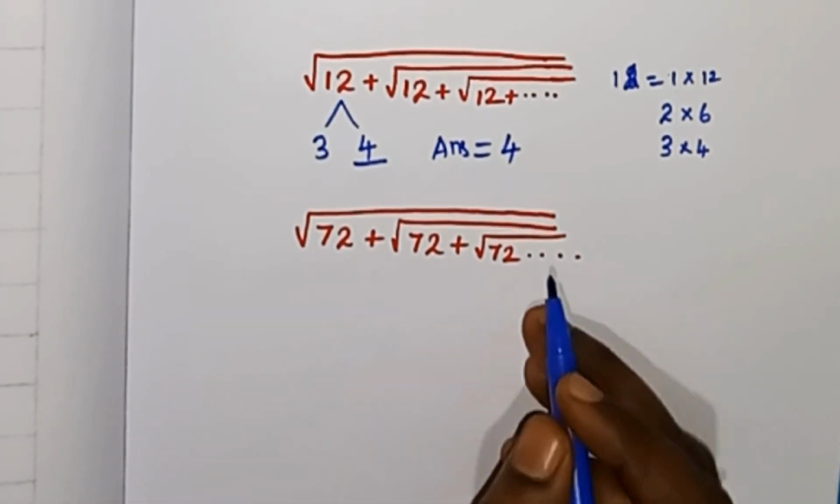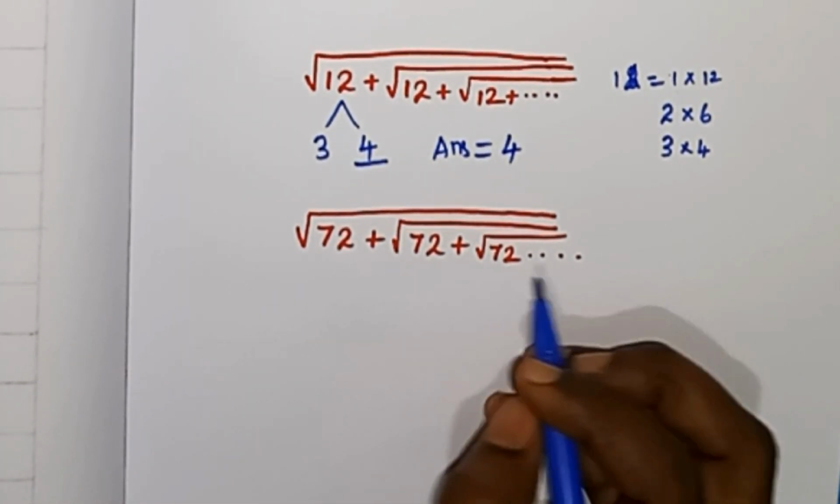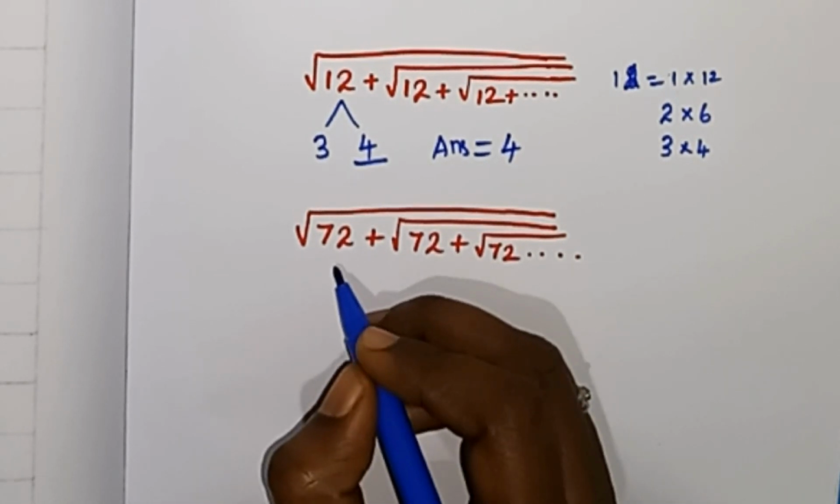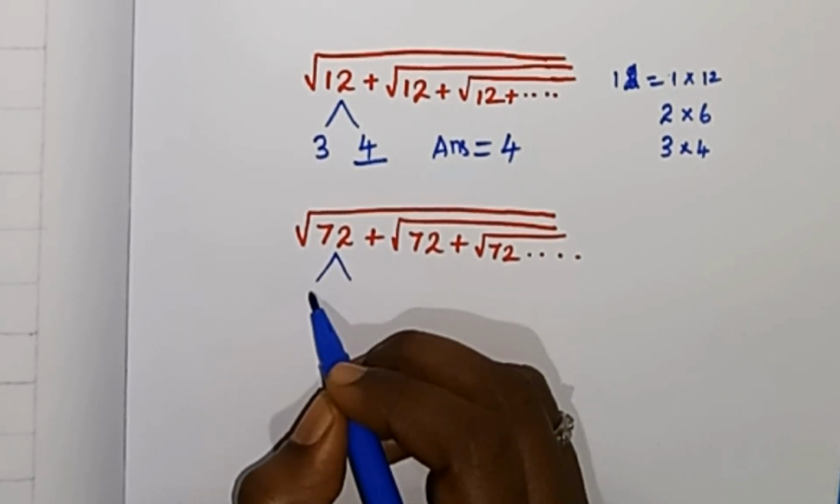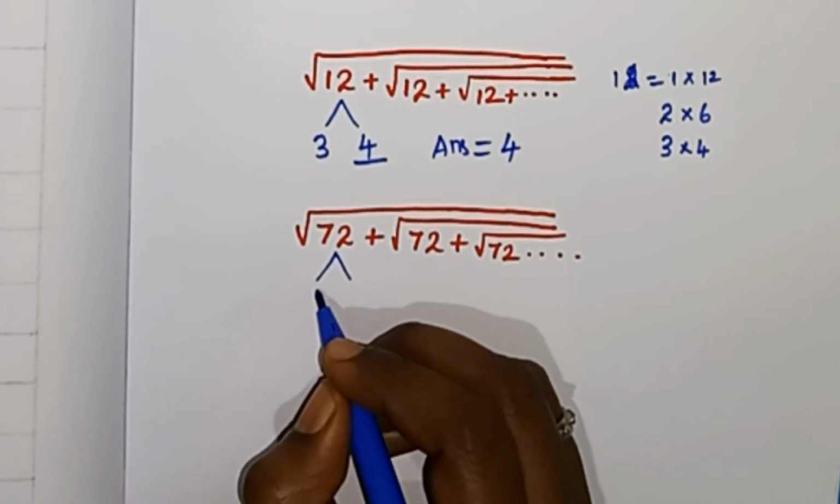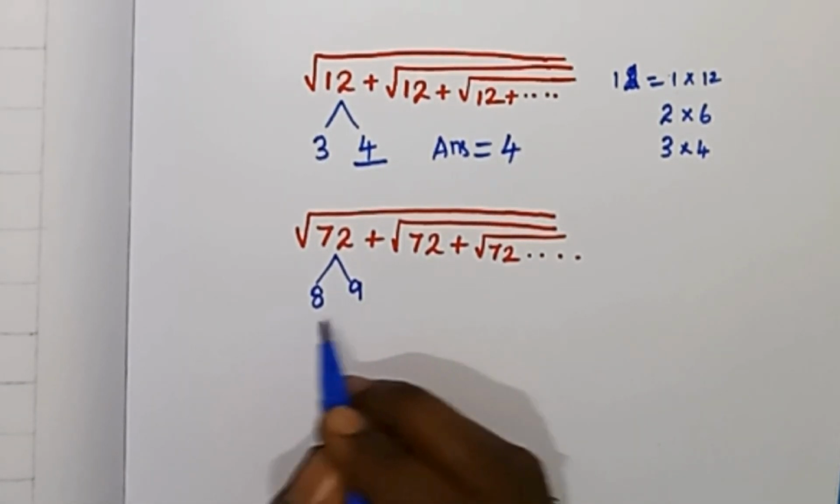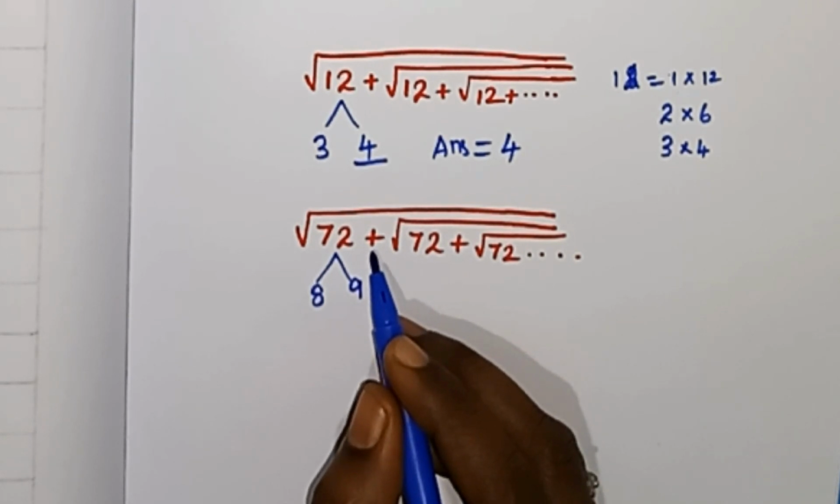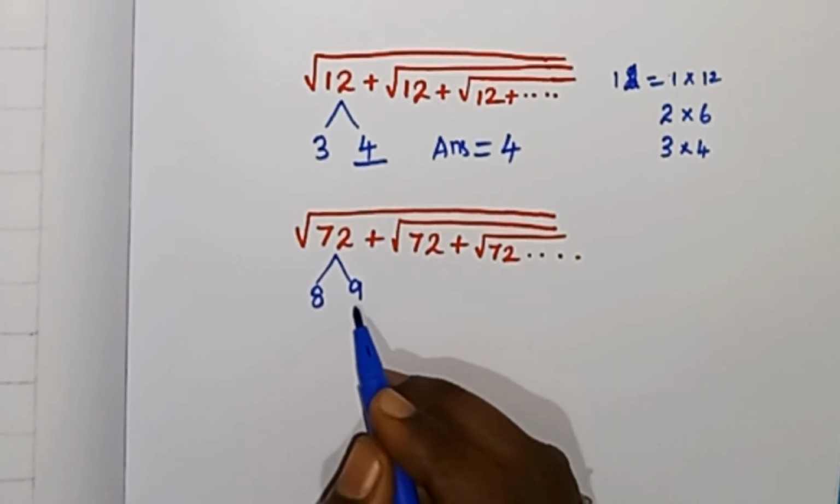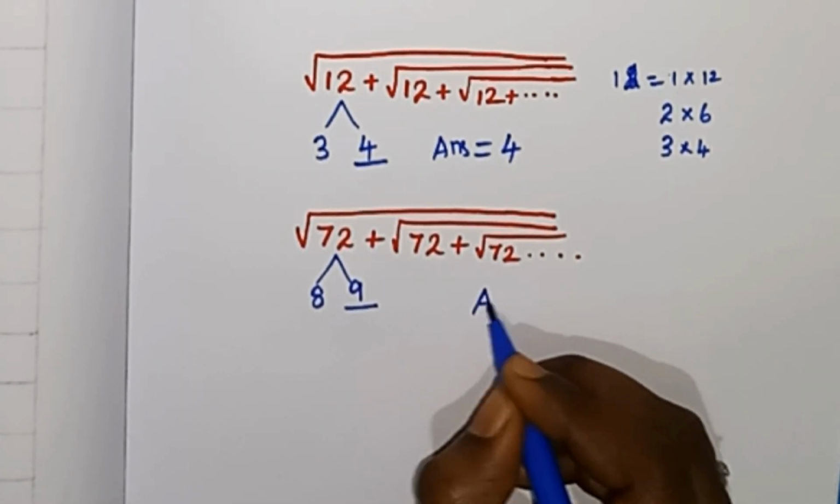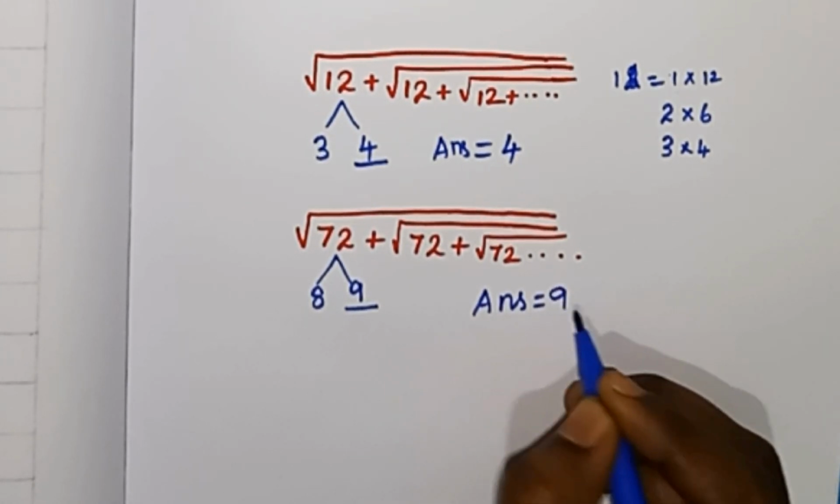Here 72. 72 factors are 8, 9. 8 nines are 72. The difference is 1. Here plus symbol, so you have to take the biggest number. So the answer is 9.